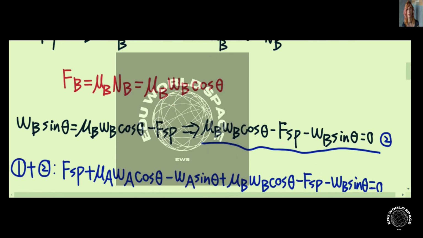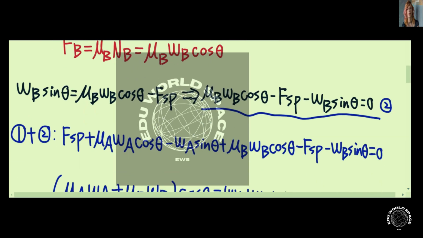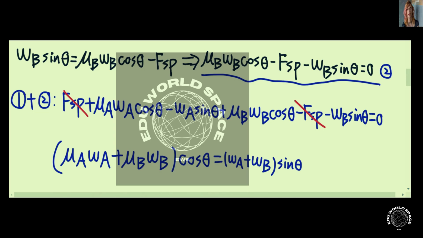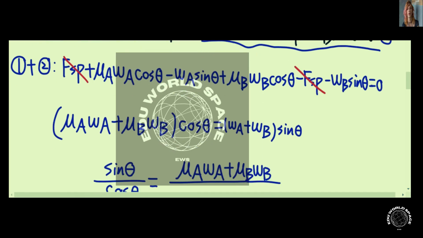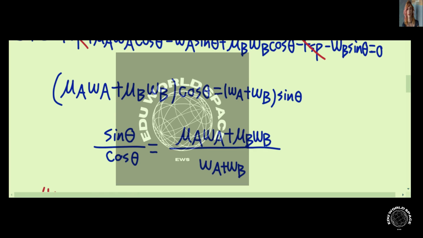Now let's combine these two equations together. We have Fsp plus mu A Wa cosine theta minus Wa sin theta plus mu B Wb cosine theta minus Fsp minus Wb sin theta. As you can tell, since it's Fsp minus Fsp, these two terms cancel out. If we do some arrangement, eventually we have mu A Wa plus mu B Wb times cosine theta equal to Wa plus Wb times sin theta. So sin theta over cosine theta is equal to mu A Wa plus mu B Wb over Wa plus Wb.